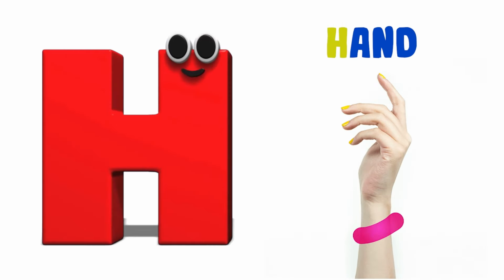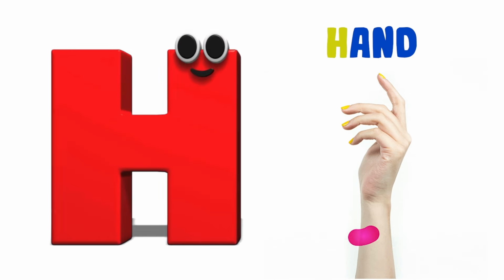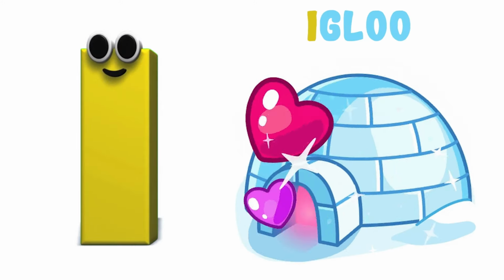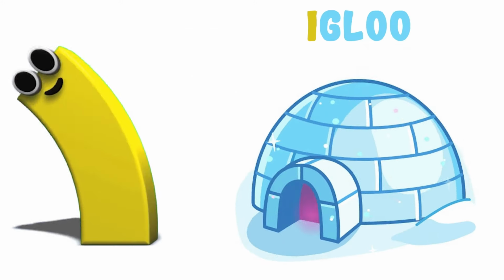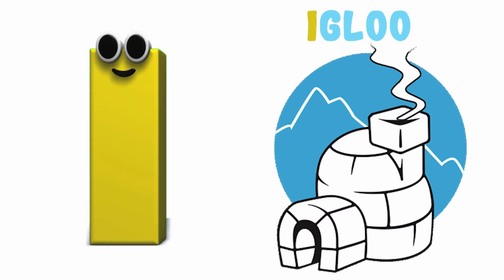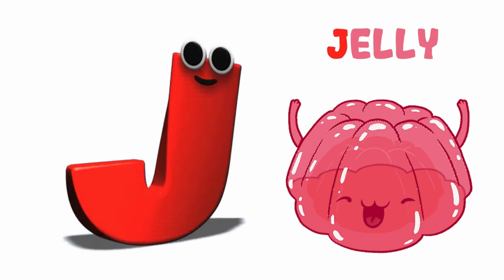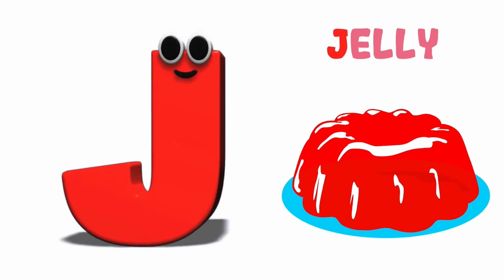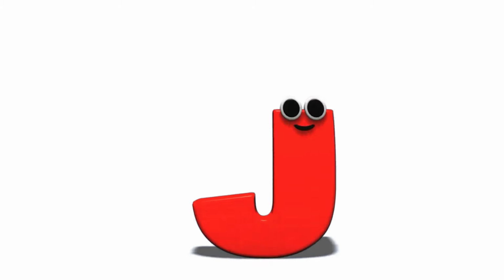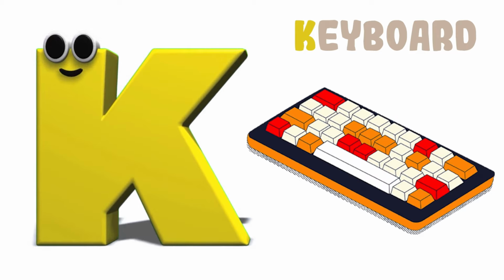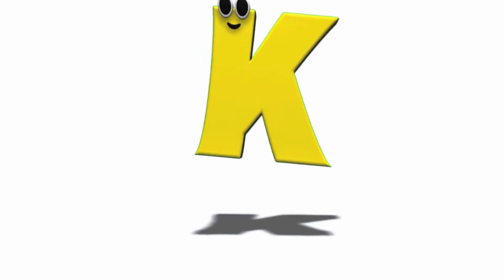H is for hand, I is for igloo, I, I, igloo, I, I, igloo, I, igloo. J is for jelly, j, j, jelly, j, j, jelly, J, jelly. K is for keyboard, k, k, keyboard, k, k, keyboard, K, keyboard.